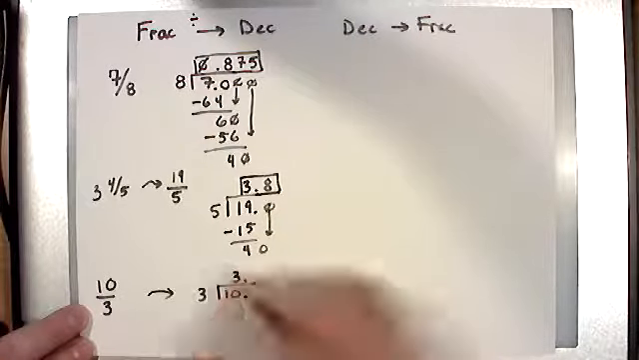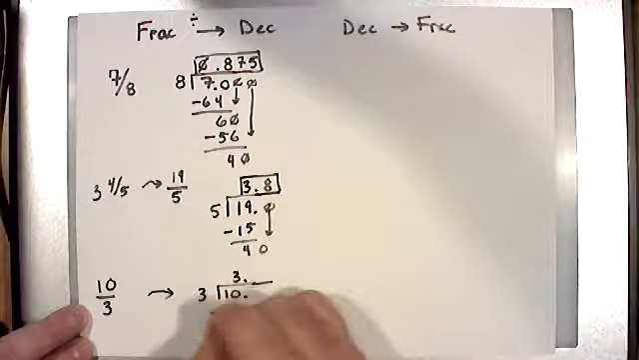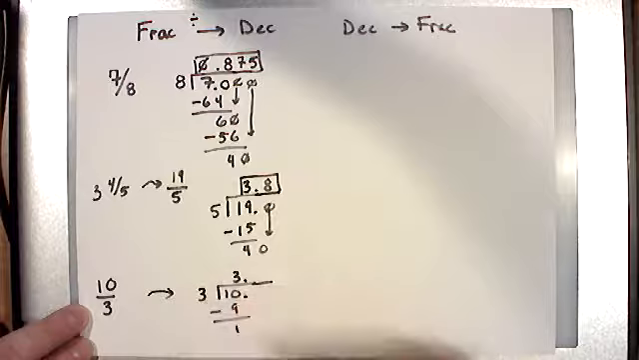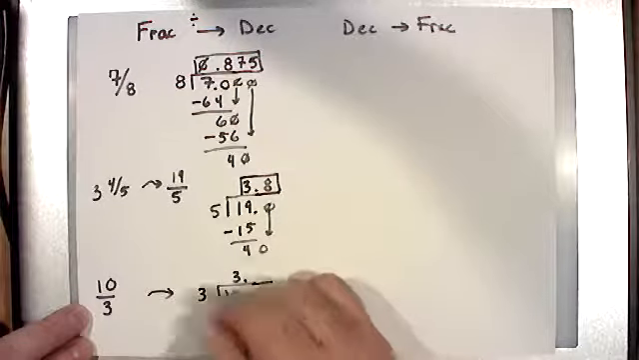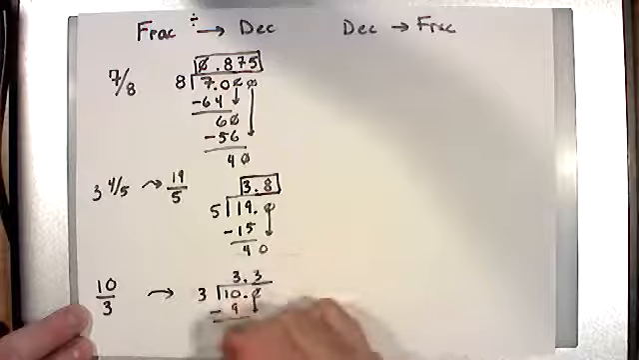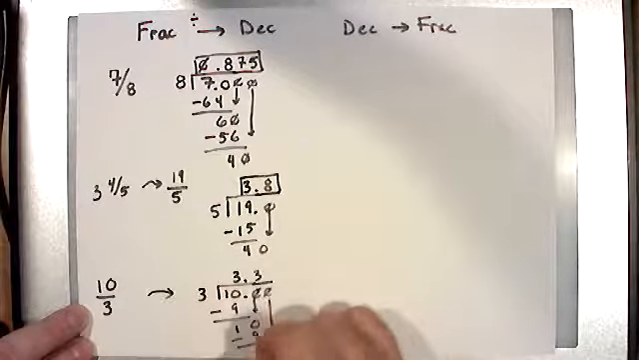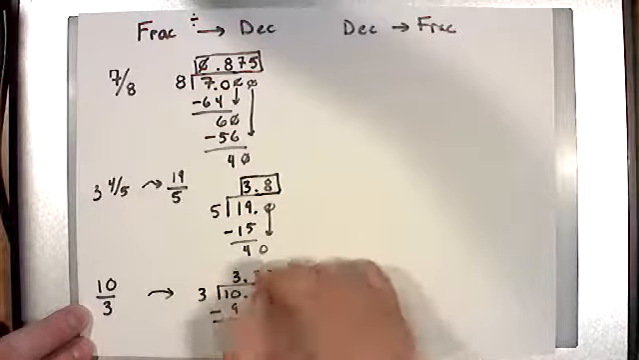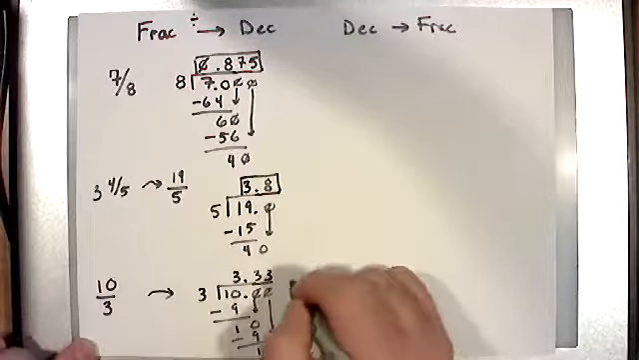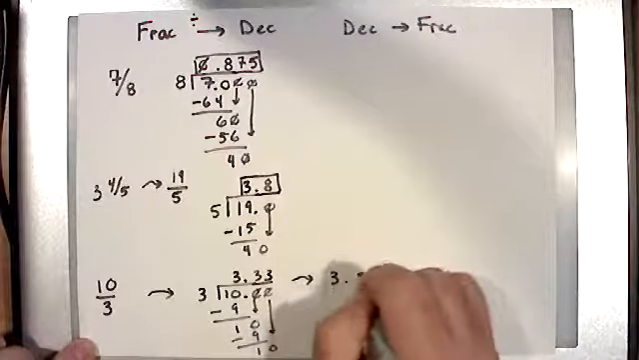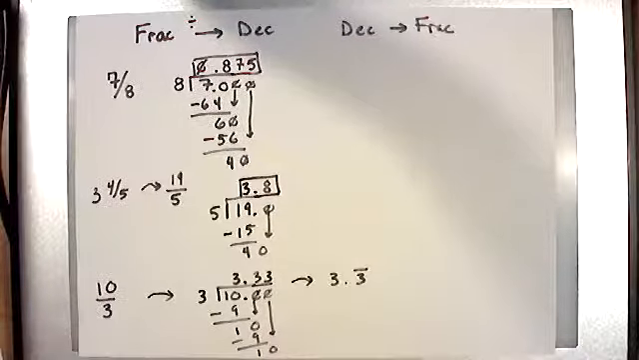3 goes into 10 3 times. 3 times 3 is 9. We subtract, we get 1. Bring down a 0. 3 goes into 10 3 times. 3 times 3 is 9. Subtract, we get 1. Bring down a 0. And you can already see where this is going. 3 goes into 10 3 times. So this is just going to repeat. So it'll be 3.3 repeating, if you wanted to summarize that.